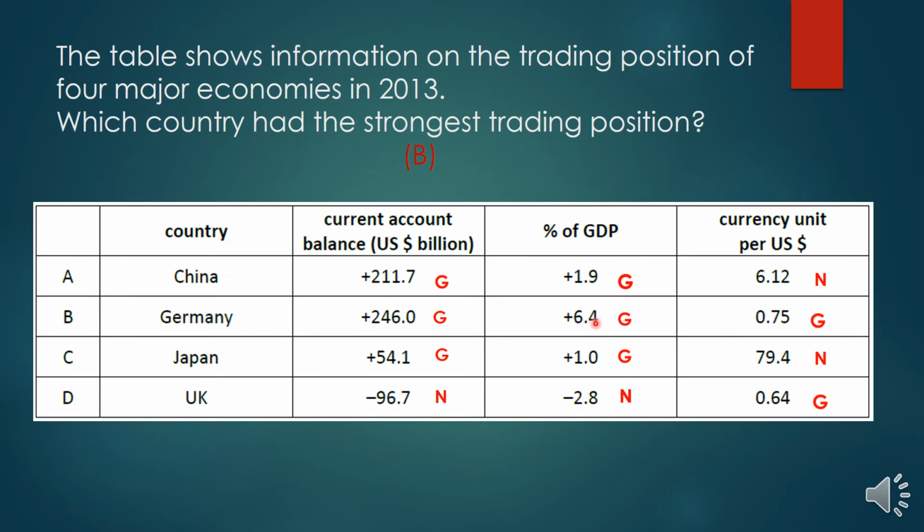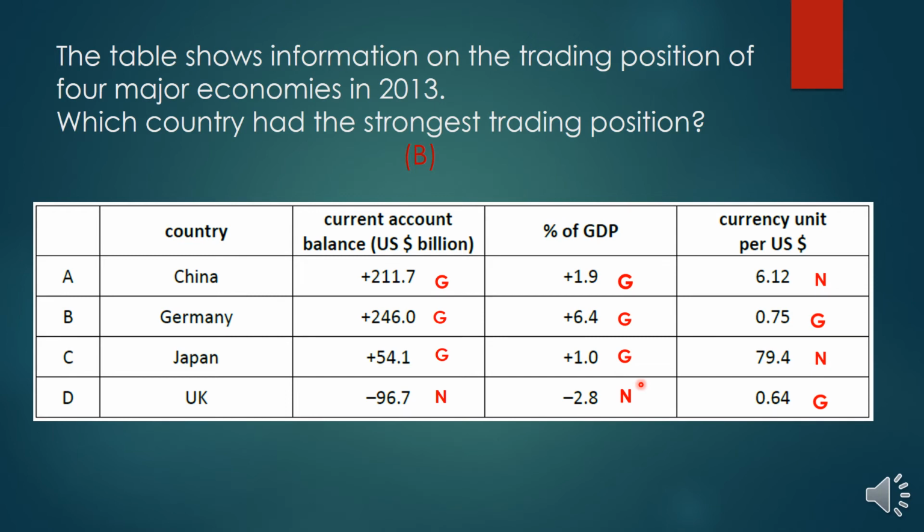but here the percentage of GDP is very high because 6.4% of GDP is surplus. Wow, that is really amazing. So we can say that is very good. Then here you can see positive 1%. It's okay, no problem. We can say good. But here it is negative, so it is not good. So that's what I have denoted as an N.